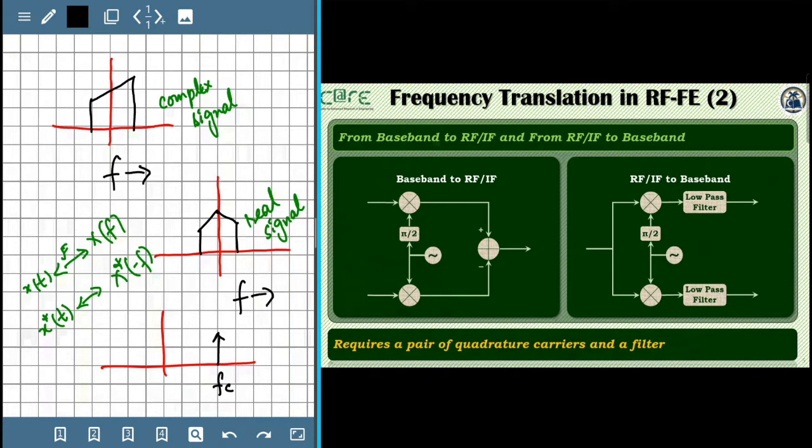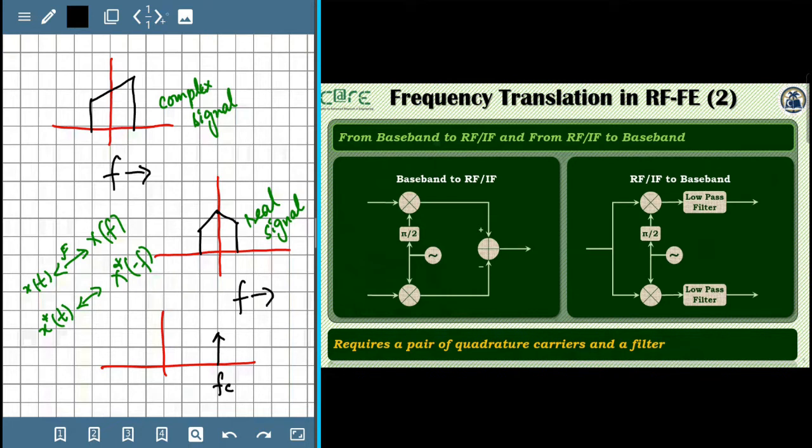Now let's talk about the frequency translation task in RF frontends. This is what we said is the fundamental task that needs to be performed at the radio frequency frontend. It needs to convert, at the transmit side, the signal from the baseband to the desired radio frequency or intermediate frequency. We say desired RF or IF. And the diagram here on the left side shows this process. A signal that lies in the baseband is being converted to RF or IF frequency.